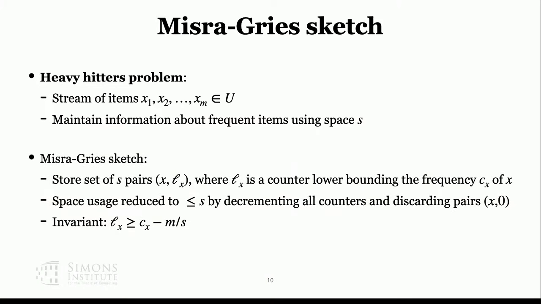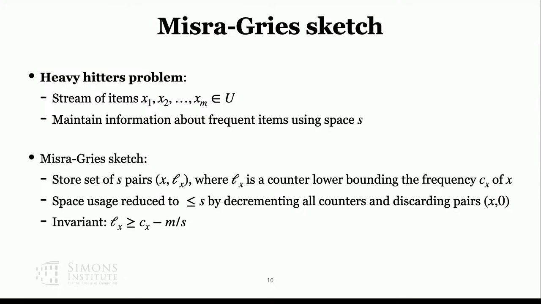I'm sure most of you know it, but just for completeness, basically it stores a set of pairs x, lx, where x is an item from the input, and lx is a counter that is a lower bound for the frequency of x. Let's call the true frequency cx. And of course, eventually you run out of counters, and then what you do is you decrement all the counters, and then you throw away elements that have a count of zero.